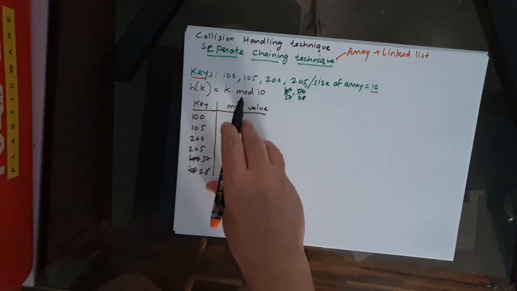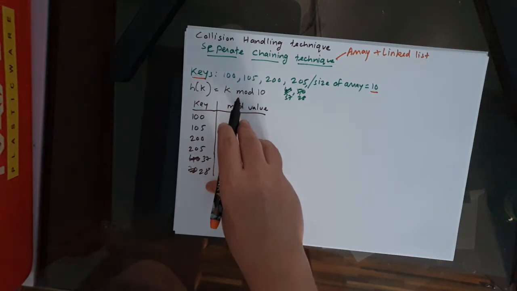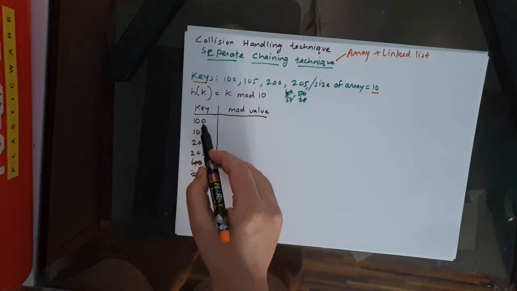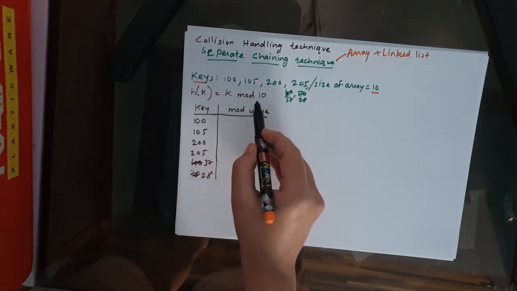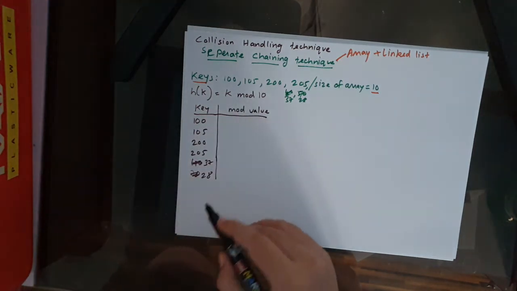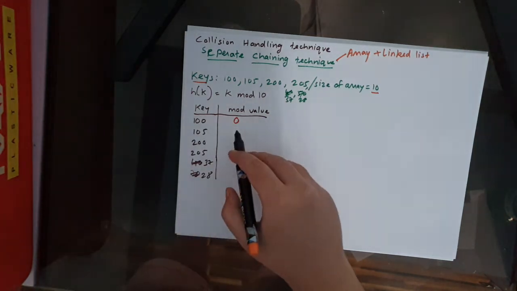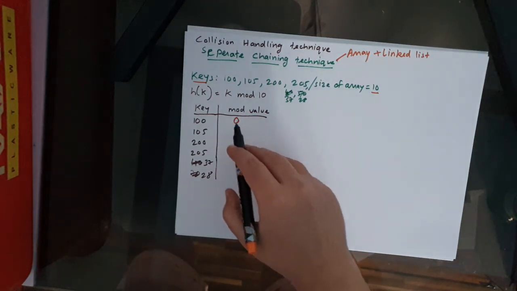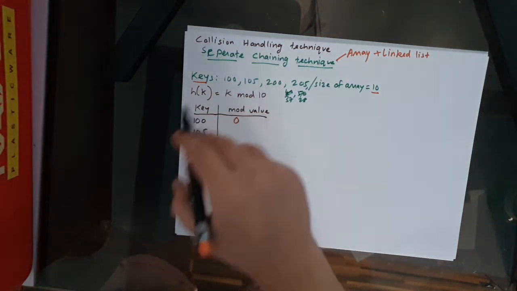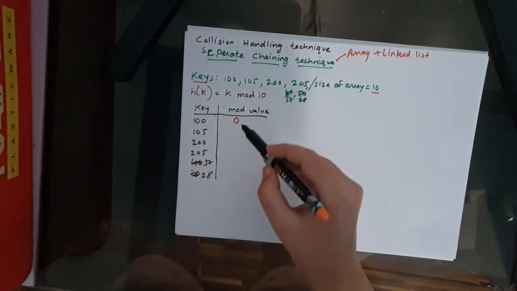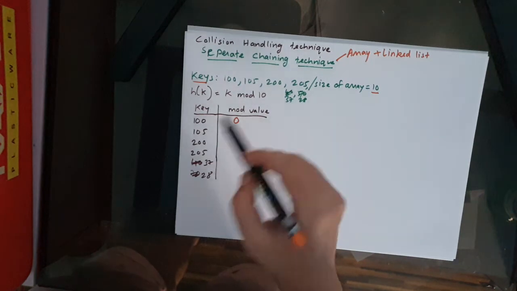So let's first find the value after applying the hash function. The very first key that we have is 100. So 100 mod 10, the answer that we get is nothing but 0. So write your answer over here. This is going to be the hash function value for our data 100, and this is going to be the address location where we are going to store the value.